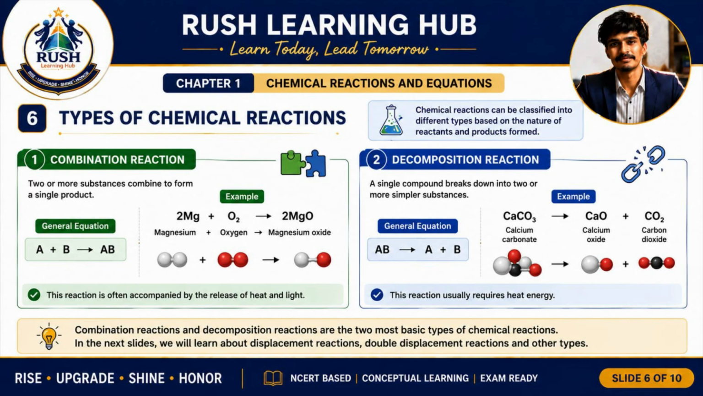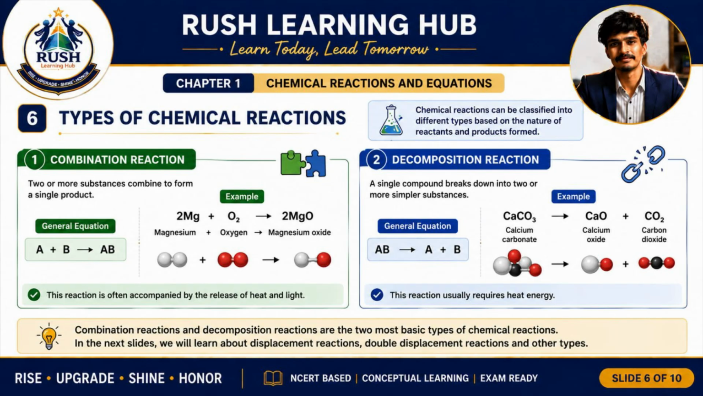Now let's look at decomposition reactions. A decomposition reaction is the opposite of a combination reaction. In this type of reaction, a single compound breaks down into 2 or more simpler substances. The general form is AB gives A plus B. A common example is the decomposition of calcium carbonate. When calcium carbonate is heated, it breaks down into calcium oxide and carbon dioxide. This reaction requires heat energy and is therefore called a thermal decomposition reaction.